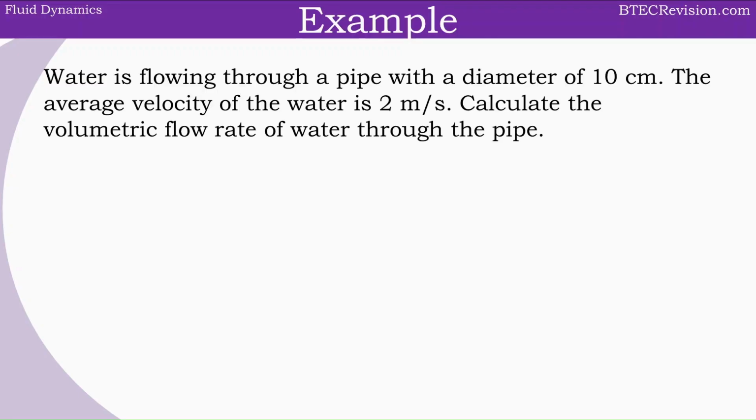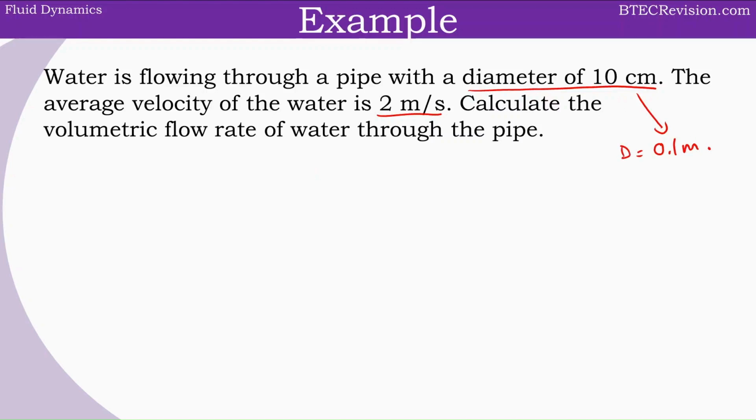Now let's try an example. Water is flowing through a pipe with a diameter of 10 centimeters. The average velocity of the water is 2 meters per second. Calculate the volumetric flow rate of water through the pipe. Now, the first thing to note here is that we have two different units. We have one in centimeters and one in meters per second. So it would be sensible to convert them into the same unit. So we'll change the diameter of 10 centimeters to meters. So we divide by 100 to convert centimeters to meters. So that would be 0.1 meters in diameter.